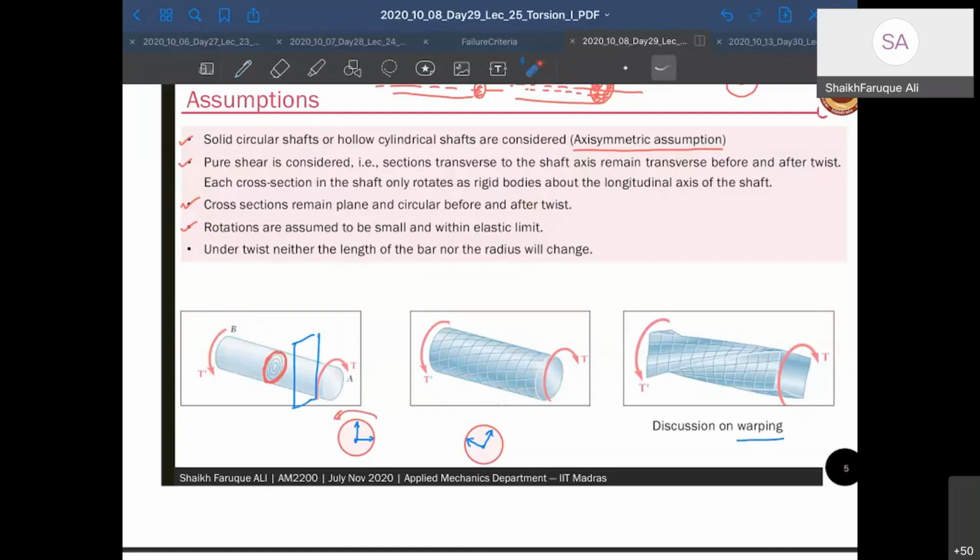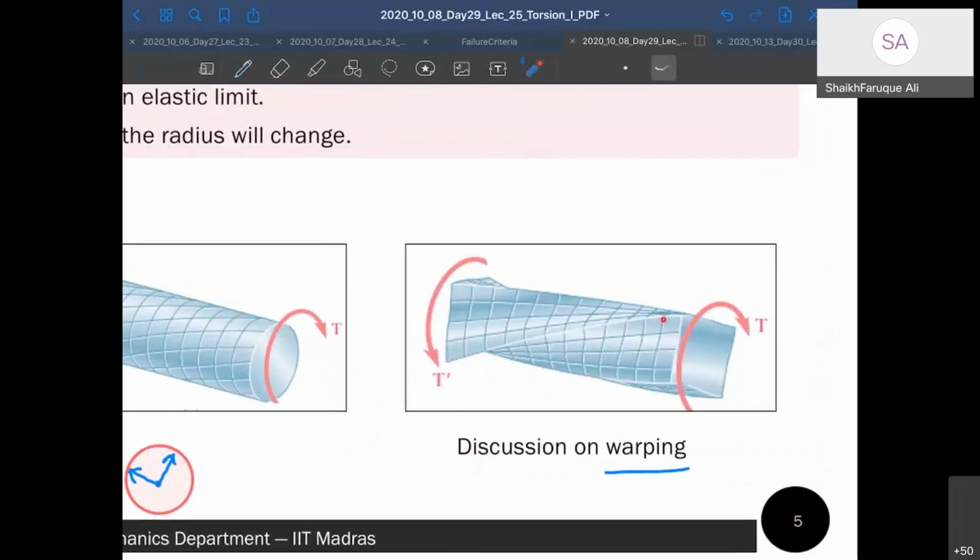So if you see this picture, this line that was vertical before is no more a straight line, right? These corners will either go inside or come outside. So you will see that the plane section that was here before is no more a plane. It will be something like this. Some portions will go inside, some portions will come out. This is called warping, and you cannot analyze it using strength of materials understanding. For that, you need advanced solid mechanics. You have to model it properly.